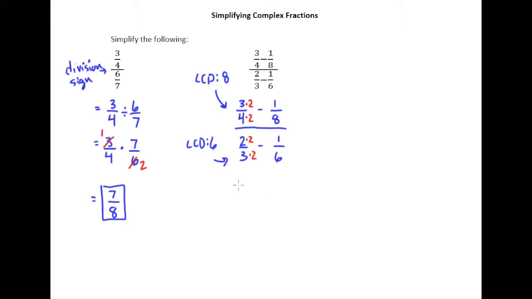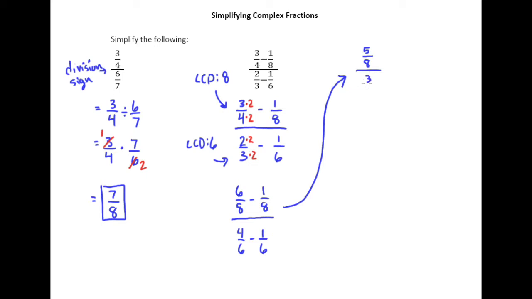So now I have 6/8 minus 1/8 and 4/6 minus 1/6. Alright, so let me continue things over here, since I'm running out of room down below. So what I end up with is 5/8 over 3/6. Now a little tip I want to mention to you is try to make the middle fraction bar a little bit bigger than the other fraction bars.